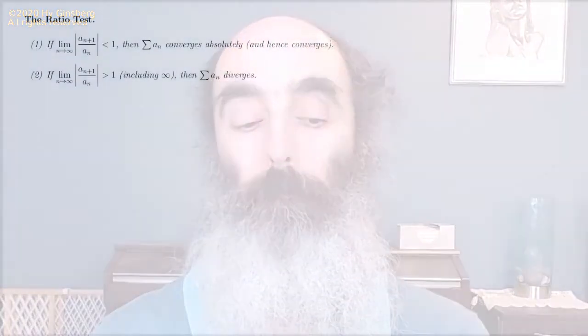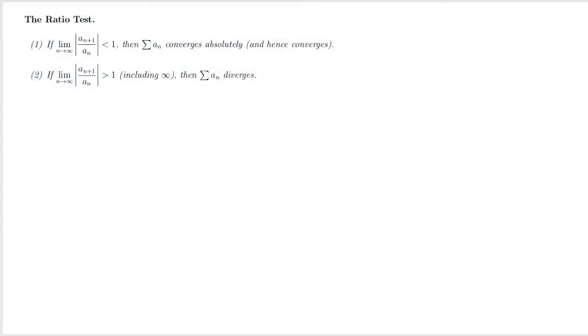Hey, today we're going to look at a very important series convergence test known as the ratio test. It's called that because it considers the ratio of a term of the series to the one before it. That's a sub n plus 1 divided by a sub n. In particular, it considers the limit as n goes to infinity of the absolute value of that ratio.